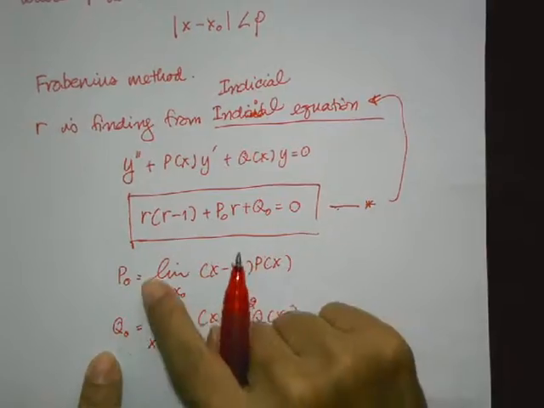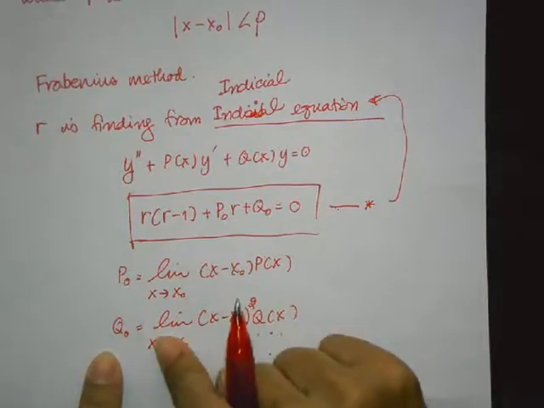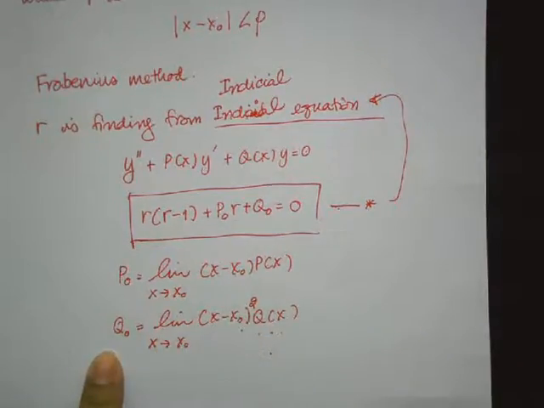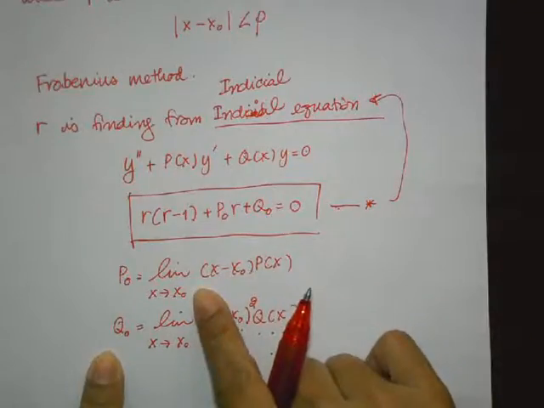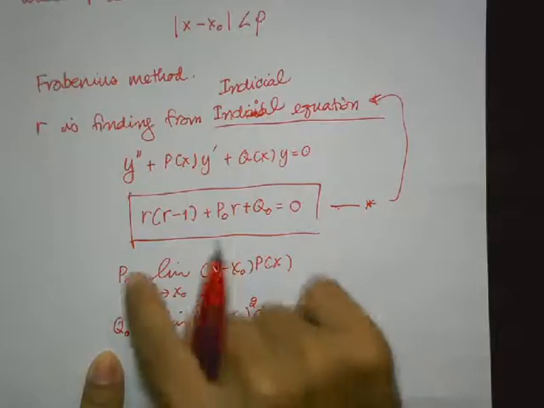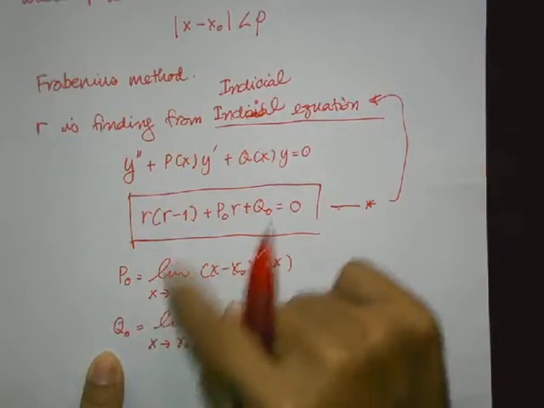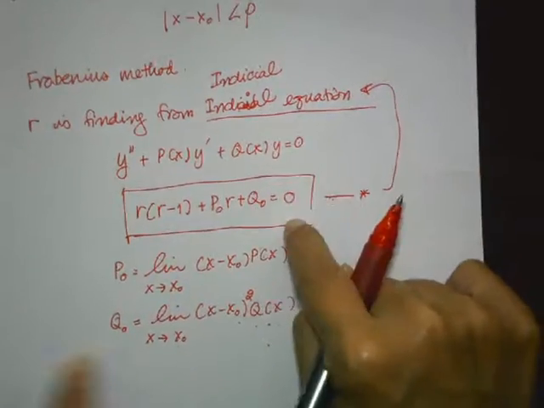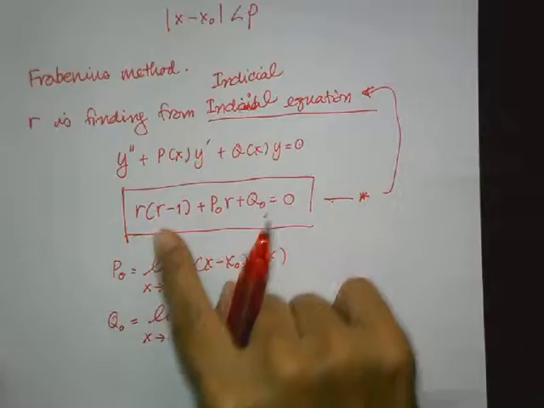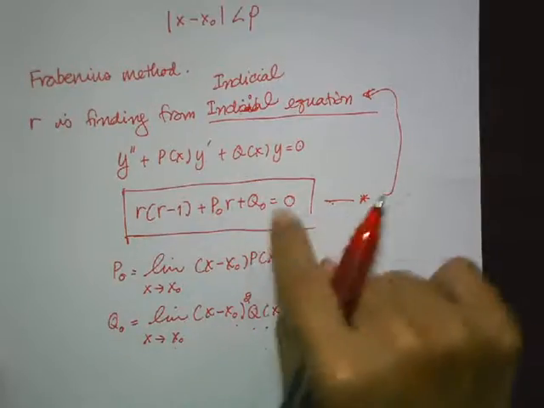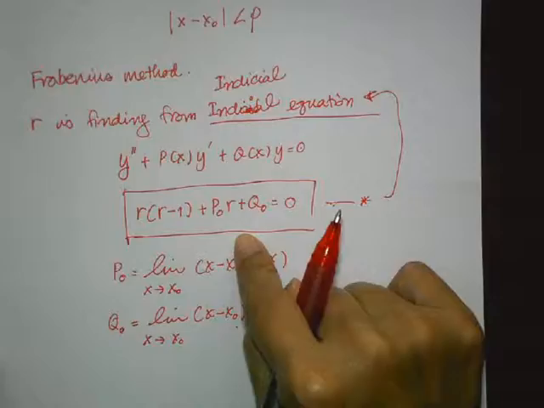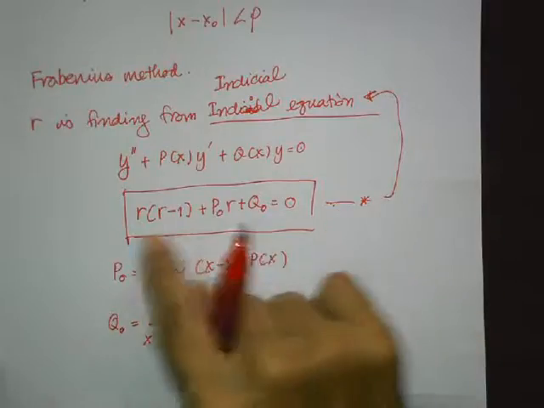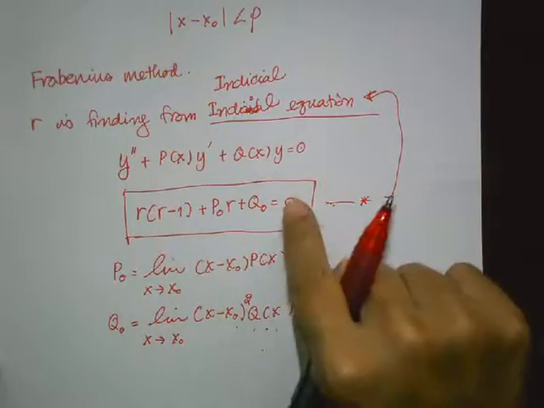This one and this p0 and q0, you would get the number. You would get it as a number, it's not a function after you plug the value of x to x0 in there. These two will be the number. You put those two numbers into the integral equation, then the only parameter left in this equation is r. You would get two values of r from here.